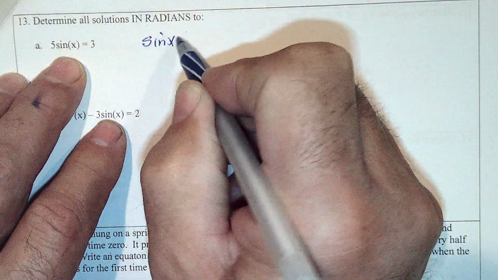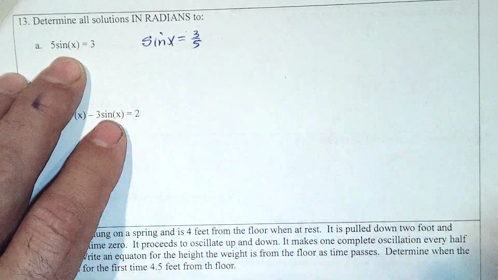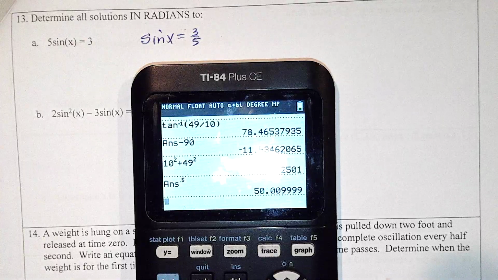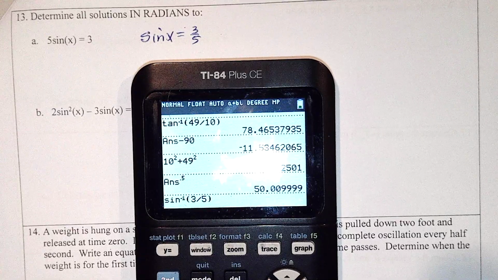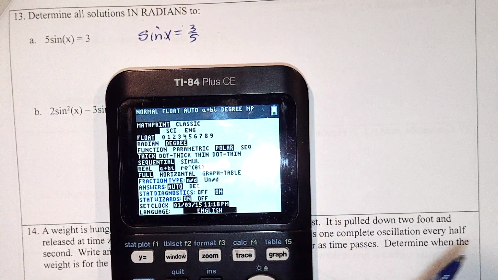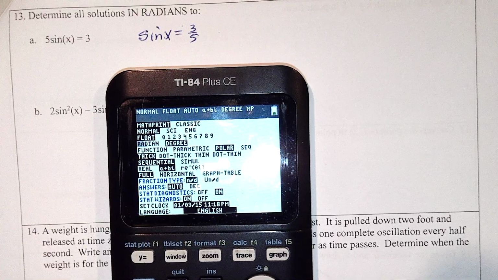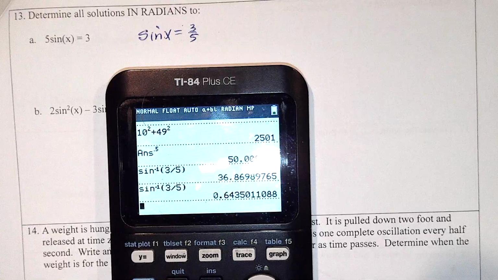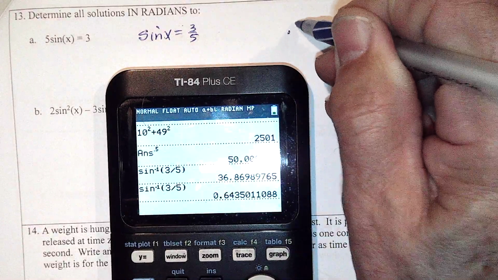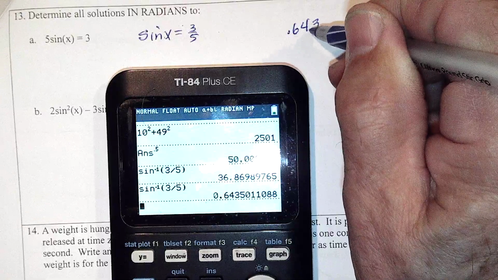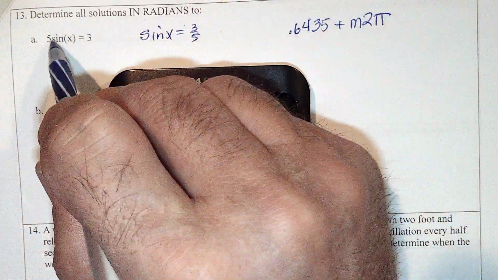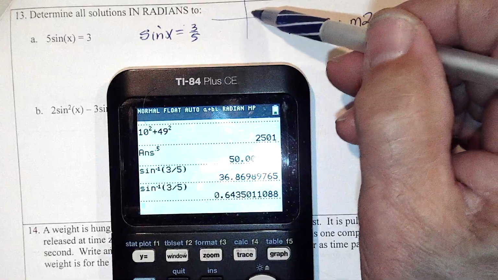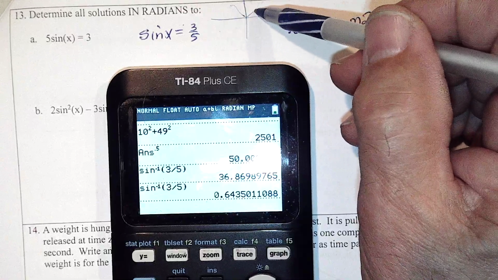Find all the solutions. So we have sine of x is 3/5. So if I go to my calculator and do sine inverse of 3 divided by 5, I get, let's go to radians. In radians it says I get 0.6435 plus multiples of 2 pi.